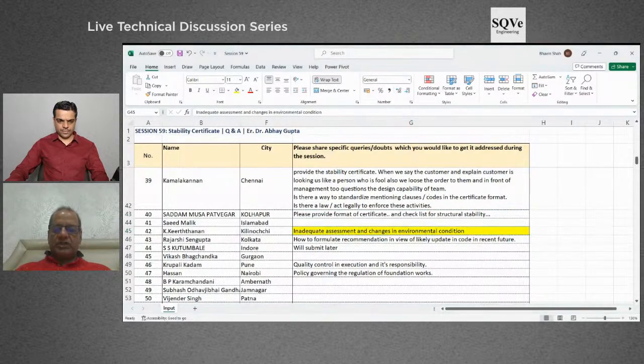Inadequate assessment and changes in environmental condition. Not for today's session.